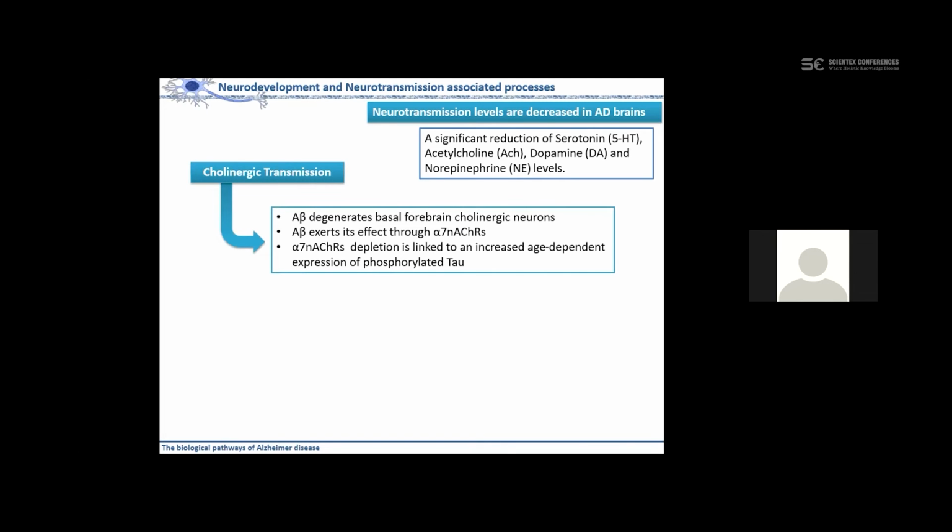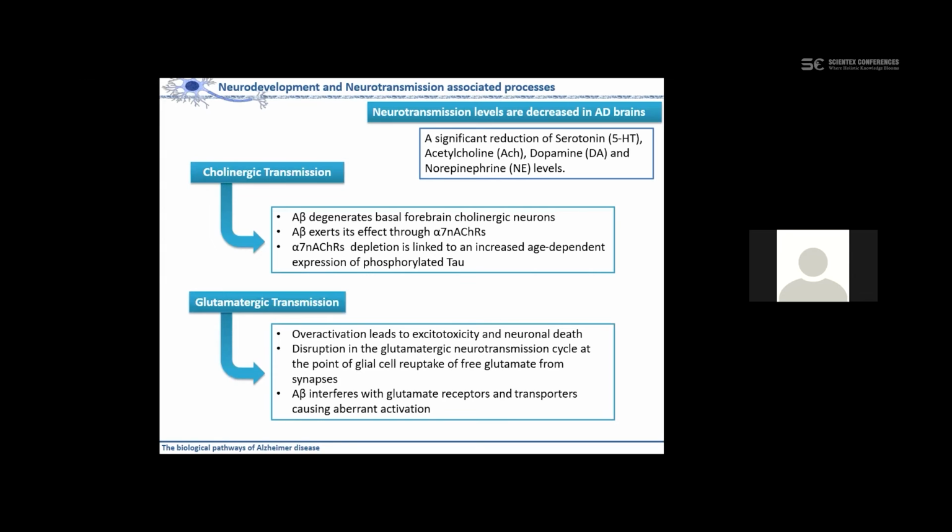In particular, cholinergic transmission and glutamatergic transmission abnormalities were pointed out as one of the principal causes of cognitive deterioration in AD. For example, alteration of cholinergic transmission causes the accumulation of beta amyloid that degenerates basal forebrain cholinergic neurons, and so on.